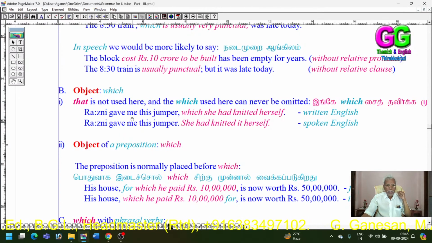Examples. Ronnie gave me this jumper, which she got knitted. This is written English. Ronnie gave me this jumper, comma, which she got knitted. Here, which she got knitted is the non-defining relative clause. But in spoken, informal English, we could express the idea this way also: Ronnie gave me this jumper. She had knitted it.